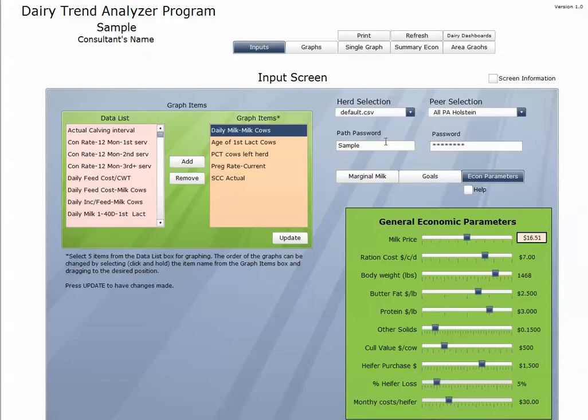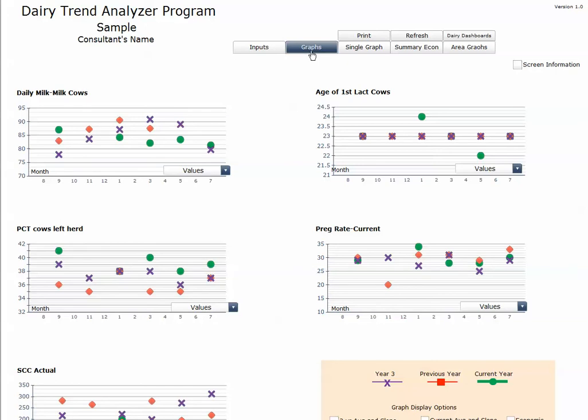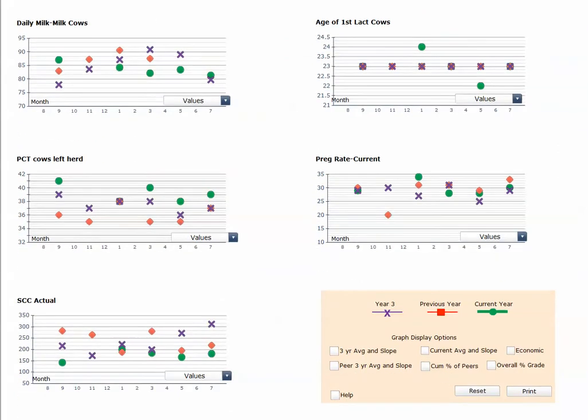So once one is happy with the items selected and the economic items, one can then select the graphs. And here we have the 5 graphs based on the items that we've selected. And up here in the lower left, I'll discuss the daily milk. You see that we have 3 years of data, and it's represented as year over year. So the green dots represent the current year. The purple dots represent what's happened 3 years ago, and the red dots are the previous year.